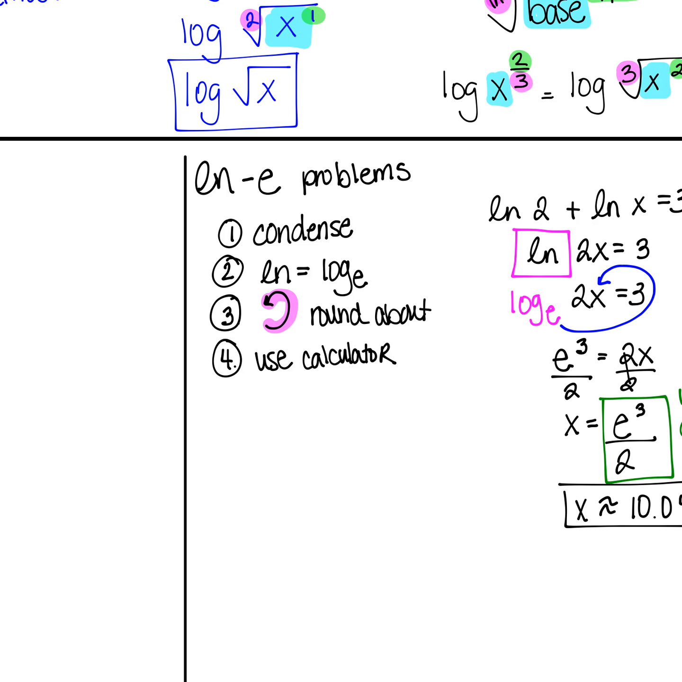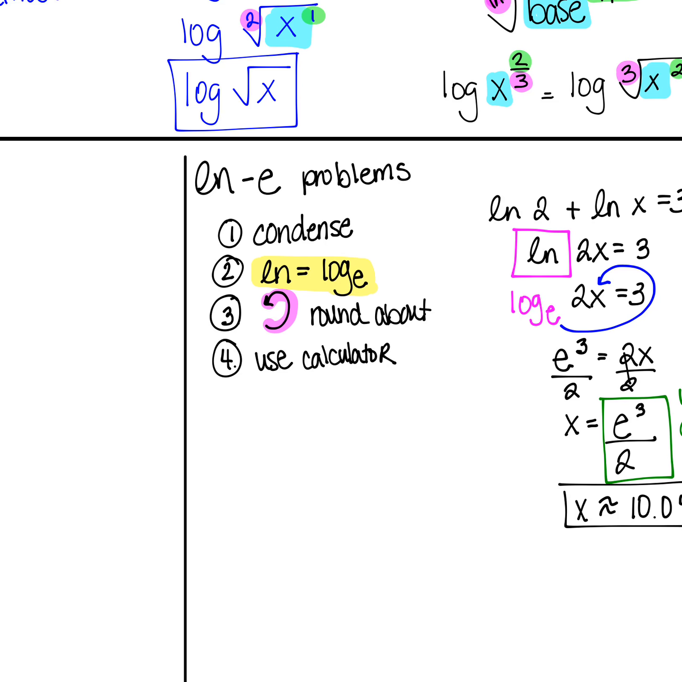ln and e. So the first thing that we need to do is condense. Okay, then look here, this is the important part right here. This ln, we're going to kind of treat it as log base e. I know that sounds funny, but anytime that we see that ln and we're trying to change it to an exponential, we're going to change it first to a log to the base e, and then we're going to do our roundabout, and then we might use a calculator, and we'll see about that in a minute, to solve.